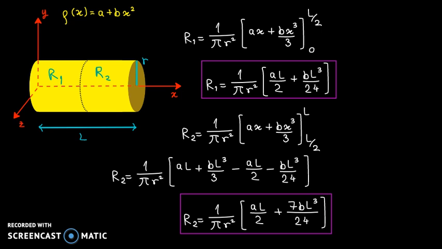I'm not going to calculate the numerical value. You can go ahead and do that. Now we expect R1 to be less than R2 because resistivity increases with x.